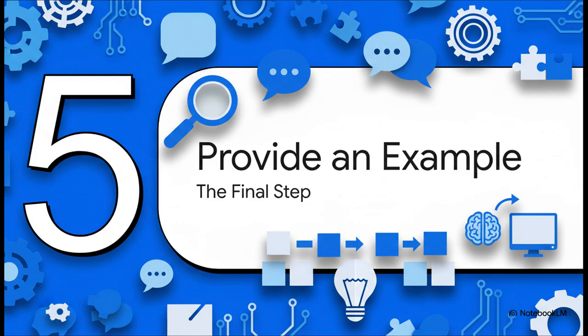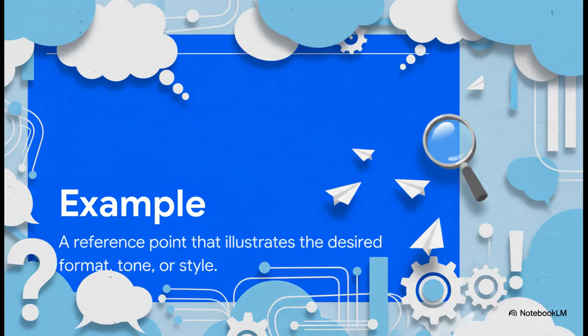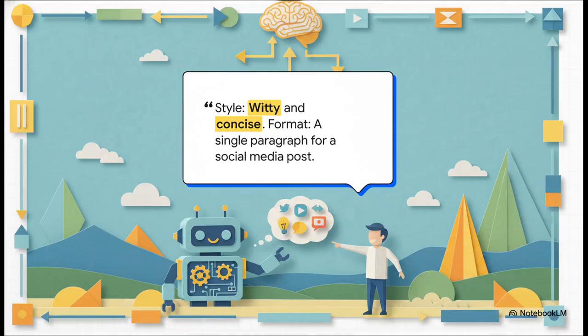And now for the final piece of the puzzle. This is the one that can really take your AI results from just good to, whoa, that's amazing. It's time to provide an example. So an example is basically a model for the AI. It's a reference point that shows it exactly what you're looking for. And this isn't just about what to say, but how to say it. We're talking about the format, the tone, the style, the whole vibe. This is such a perfect way to show the power of this. Instead of just crossing your fingers and hoping the AI gets it right, you can guide it. Saying you want a witty and concise style for a single-paragraph social media post leaves almost no room for the AI to get it wrong. You're showing, not just telling.